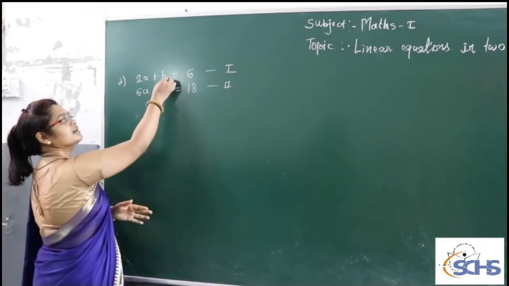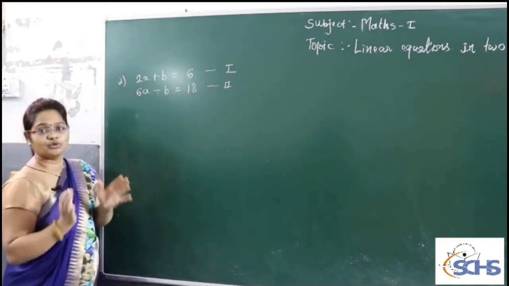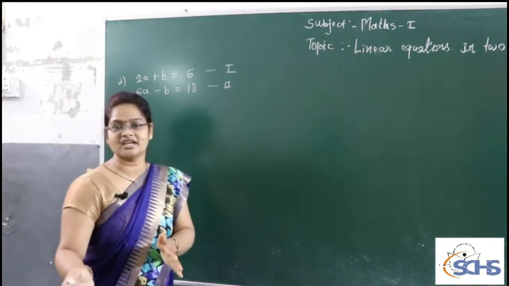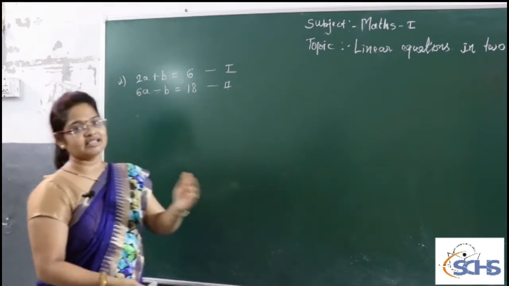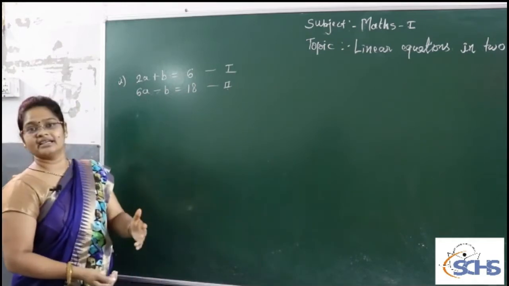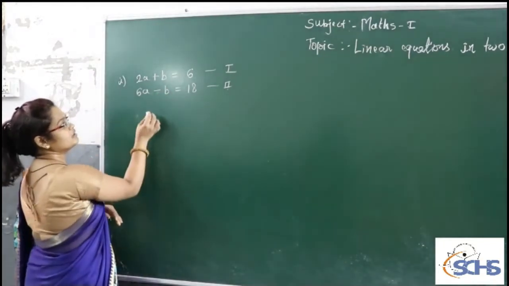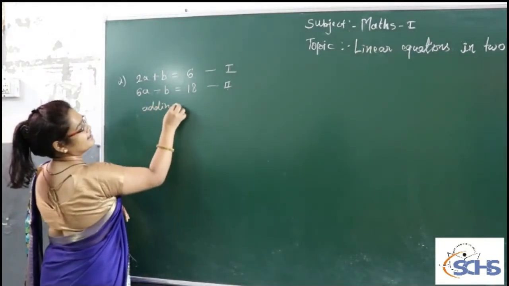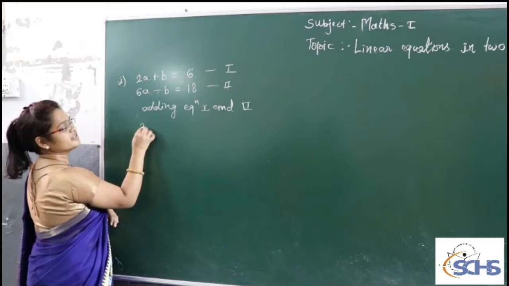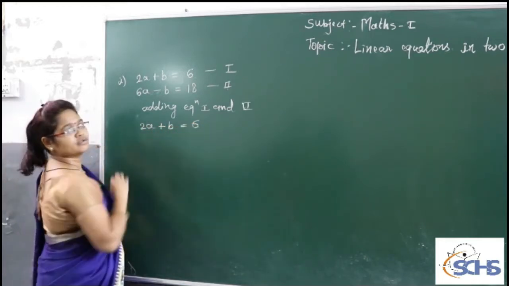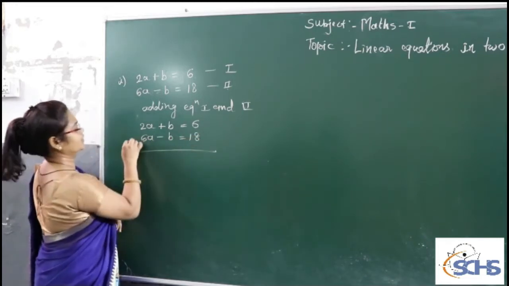Now see in this case, the second term here is plus b and here the second term is minus b. So I told you already, same sign subtraction. If plus sign is given in both, then we will do subtraction. If one sign is plus and the second sign is minus, then we will do addition. Now here one plus sign, one minus sign is given, so that's why we will do addition. So we will write adding equations 1 and 2. The first equation is 2a plus b equals 6 and the second is 6a minus b equals 18. We are doing addition here.